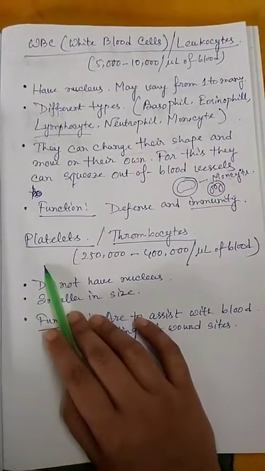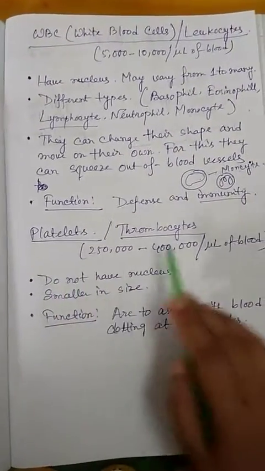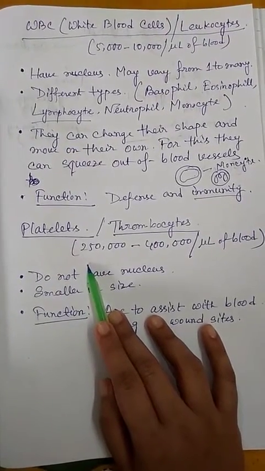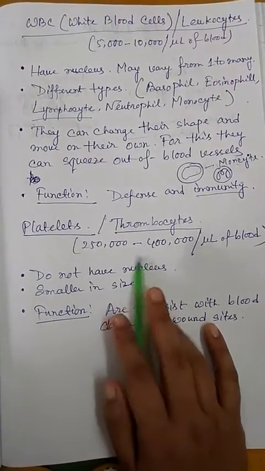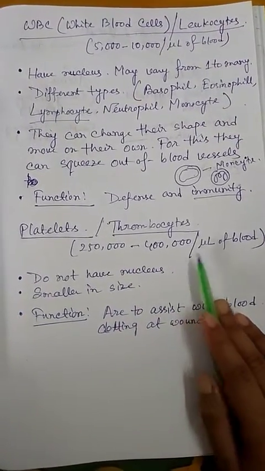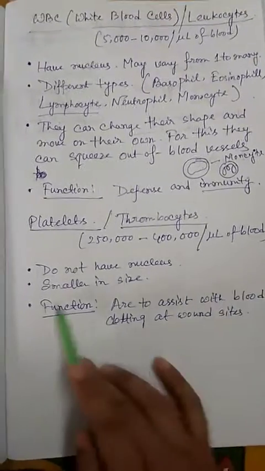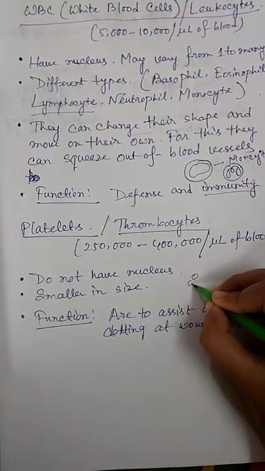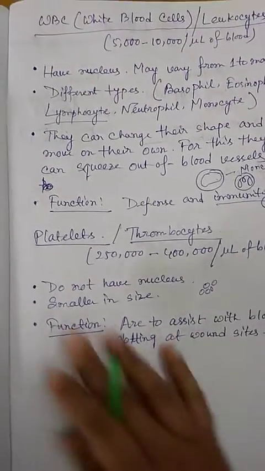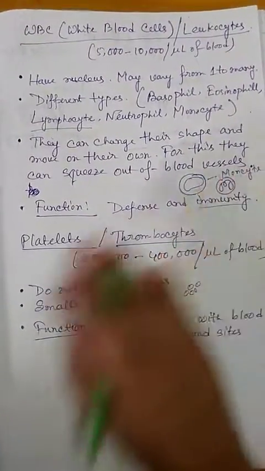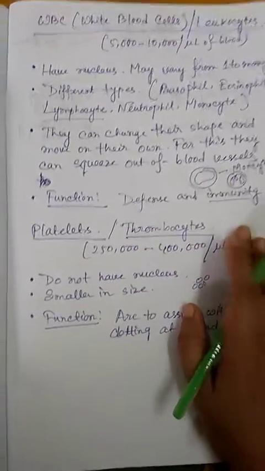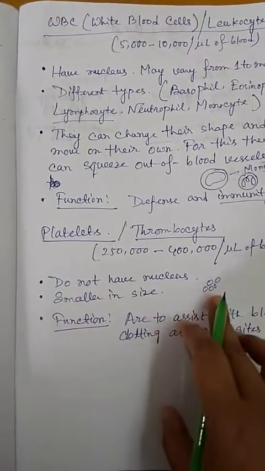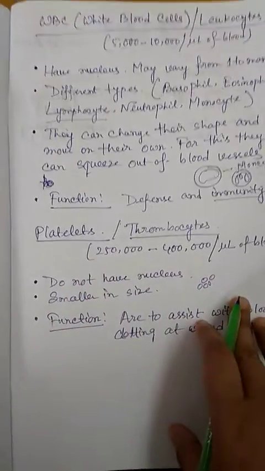Now, going to the fourth component of blood, platelets. They are also known as thrombocytes. Number: 250,000 to 4 lakh per ml of blood. They do not have any nucleus. They are very small in size, smaller than any other components of the blood. As the plasma is a liquid, we can say that they are smaller than WBC and RBC.